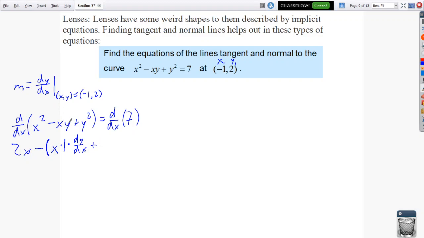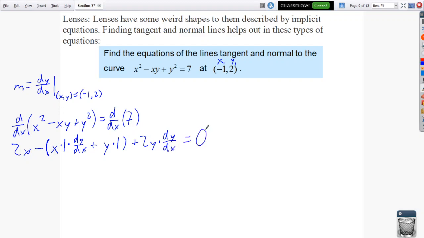We did left to right, now we have to do right to left. The d of x is just going to be 1. All right, so everything inside those parentheses is the derivative of xy. Plus, the derivative of y squared is 2y times the derivative of y. Don't forget your chain rule, or else you get it wrong.